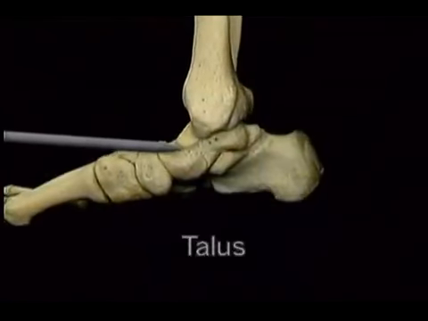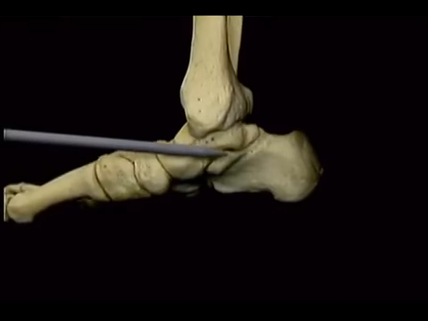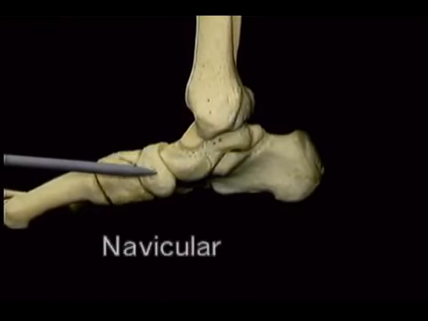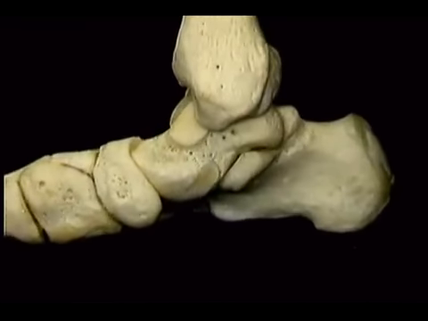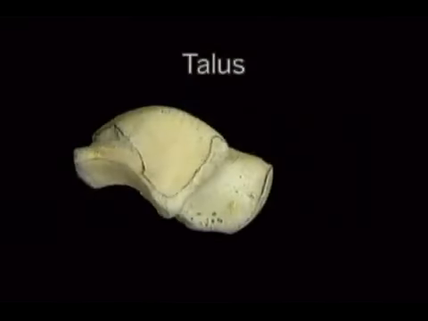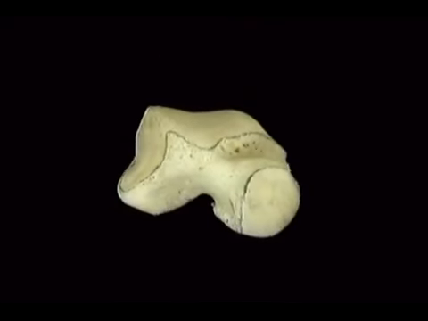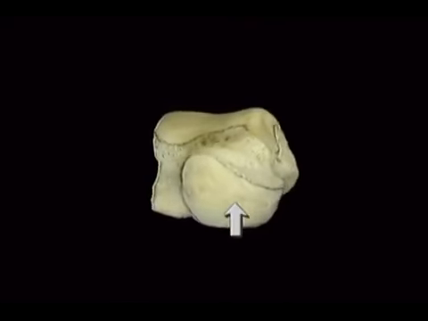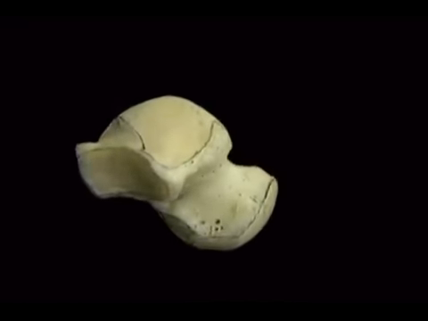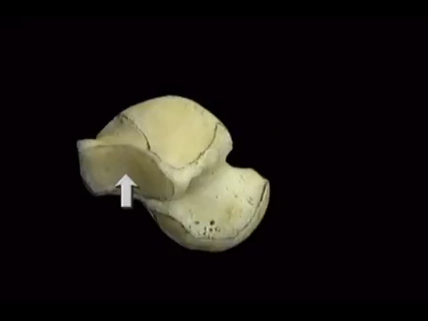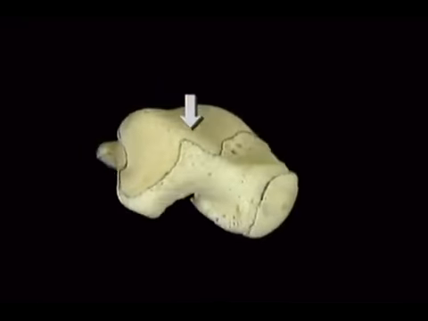This is the talus. The bone below and behind it is the calcaneus or heel bone. The bone in front of the talus is the navicular bone. We'll meet the other tarsal bones shortly. Now we'll go round to the lateral view to see the talus by itself. This is the head of the talus. This is the neck. The talus has three articular surfaces, one on the head and one on the underside for the two joints of inversion and eversion, and one on top for the ankle joint.